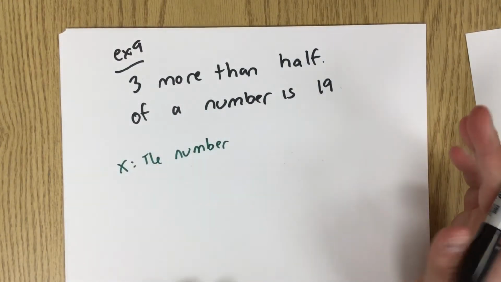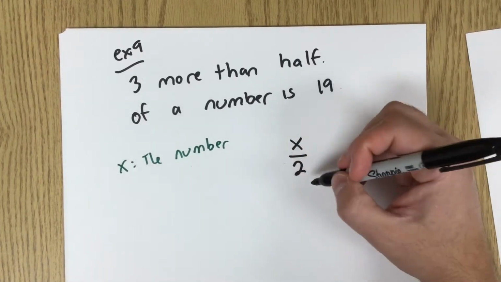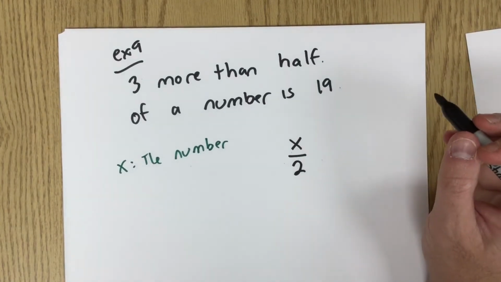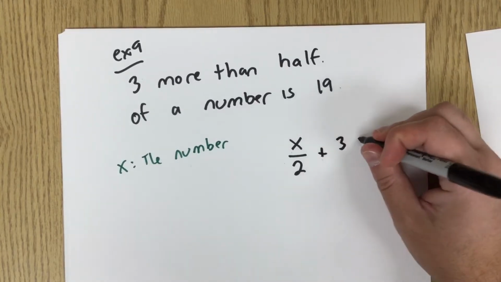So how do we say half of a number? Half of a number, we take the number and we divide by 2. If we said a third of a number, we would divide by 3. If we said a quarter of a number, we would divide by 4. But half of a number, and it's going to be 3 more than that.